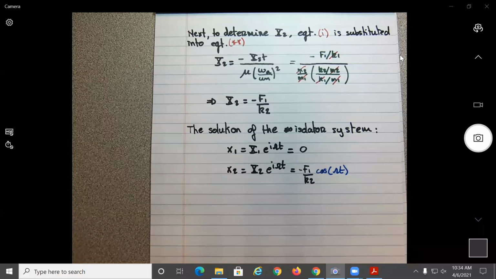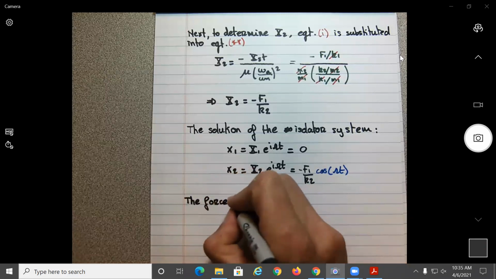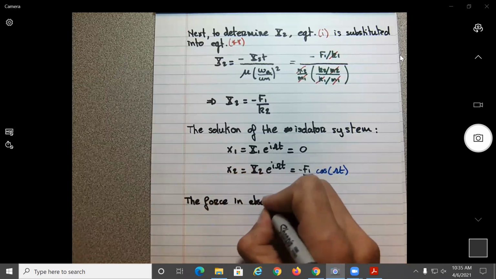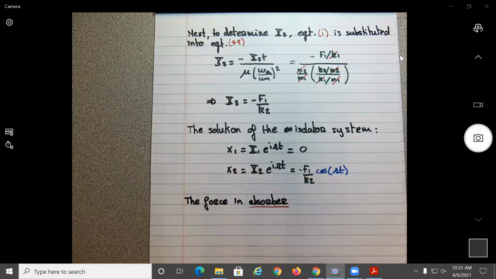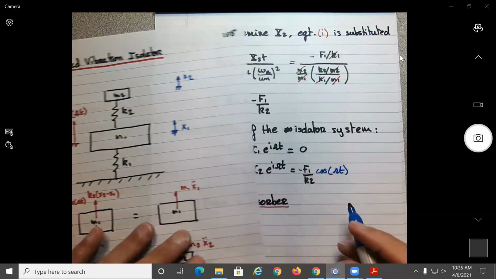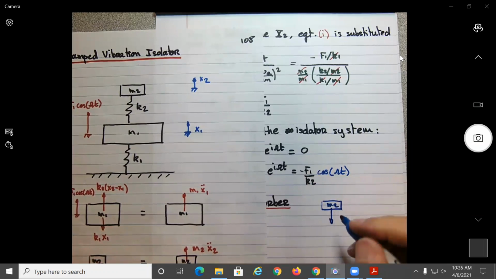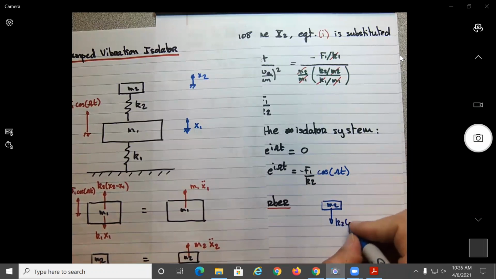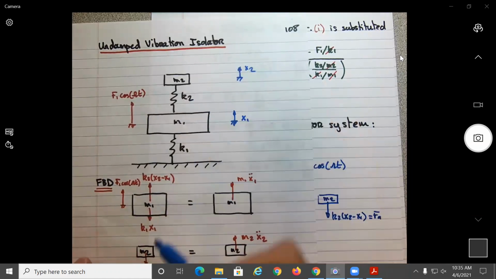Okay, so now here let's say the force in the absorber, again this is to use the textbook notation. So what is the absorber? Let's go back to the figure. Is it the one of M2, no? So it should be M2 here if you want. So the absorber is M2. And if you look at the figure, this had a force over here, K2 (X2 minus X1). Let's say this would be the force of the absorber, no? Just rewriting this one, okay?